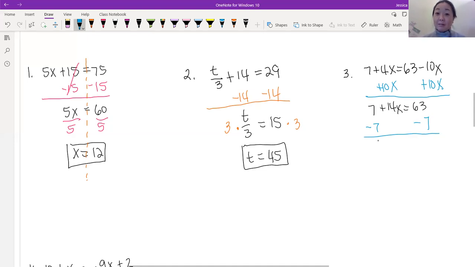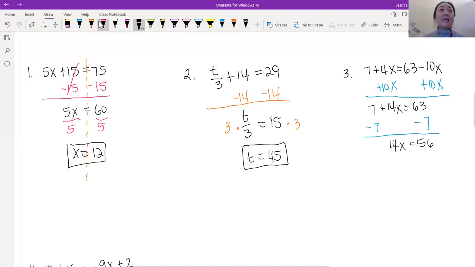7 minus 7 is what? 0. And what's 0 plus 14x? 14x. That's why we want it to be 0. So if it was equal to 1, what's 1 plus 14x? Just 1 plus 14x. That's it. There's nothing we can do about that. All right, so here we got 14x, and then 63 minus 7, which is going to be 56.